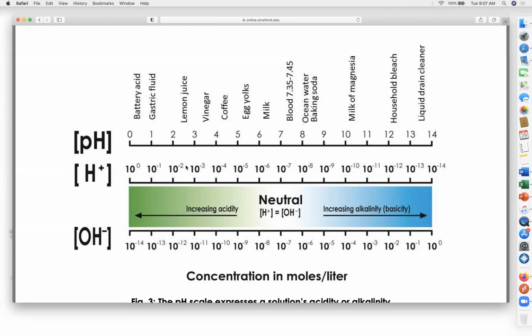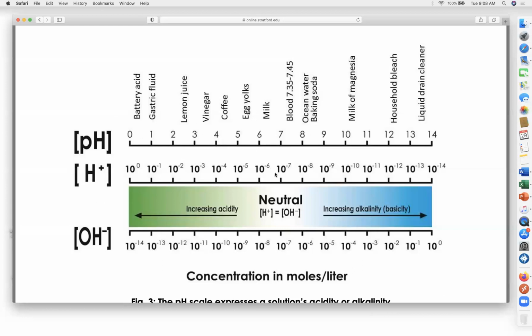The easiest way to look at it is this line right here. If I ask a question, where should the pH of the human body and human blood be? Around here, 7.4, 7.35 to 7.45 to be exact, but around here. Where's gastric fluid? All the way over here, pH 1. And of course, vinegar and lemon juice somewhere in the middle.